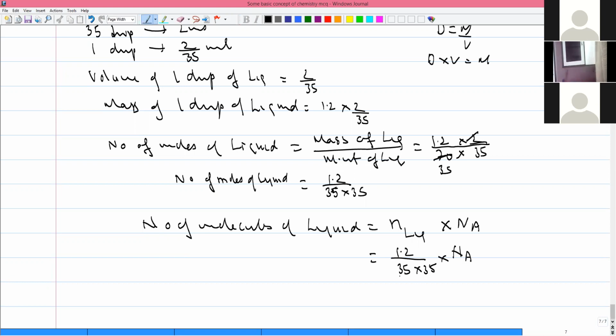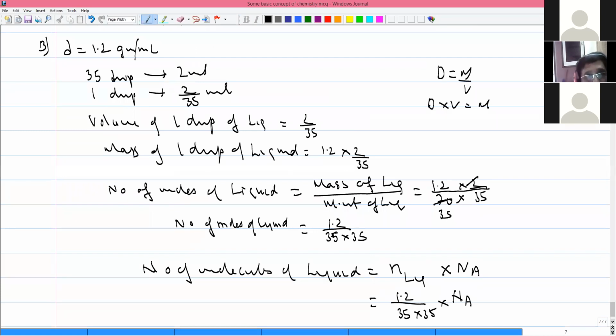Achha, answer Avogadro number mein hi diya hai. So ye kaun sa answer aata hai? It is C answer. 1.2 upon 35 square into Na. So 35 drops is equal to 2 ml. 1 drop is equal to 2 upon 35. Volume of 1 drop, 2 upon 35. Mass of 1 drop, multiply density into volume, number of moles of liquid, mass of liquid upon molecular weight, and then number of molecules. Oh, chali, aage bolo.